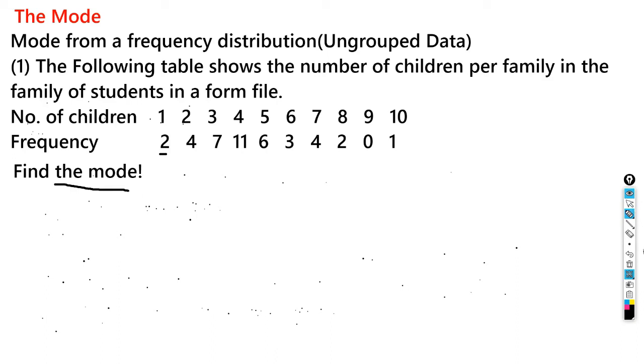This is actually really, really simple, guys. In order to find the mode, we look at the frequencies. For 1 child the frequency is 2, for 2 children the frequency is 4, and the next one would be 7 times for 3, and so on. So clearly the mode is 11.